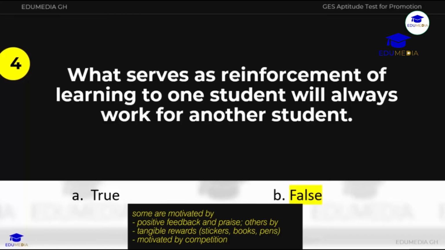Therefore, it's very important that, as a teacher, you understand the individual needs and motivations of the student and also adapt the teaching strategies and reinforcement in the classroom.